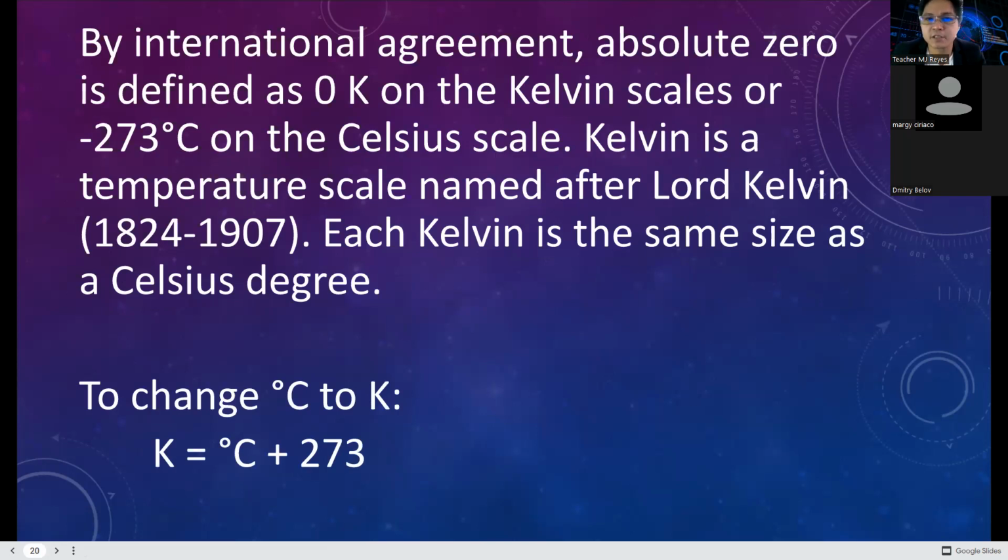Kelvin is the temperature scale named after Lord Kelvin, 1824 to 1907. Each Kelvin is the same size as a Celsius degree. How do you change Celsius to Kelvin? You just add 273, and there you go. For example, if it is 20 degrees Celsius, we just add 273 to 20, and it will become 293 Kelvin. That is how we convert degrees Celsius into Kelvin.